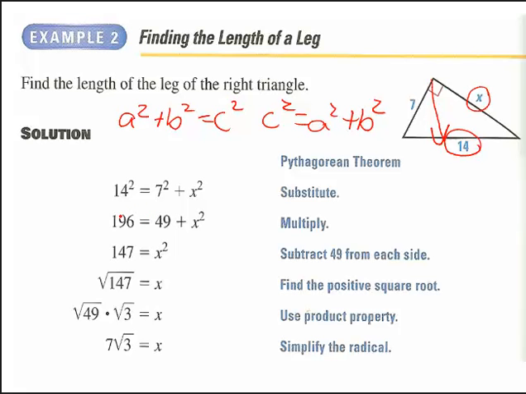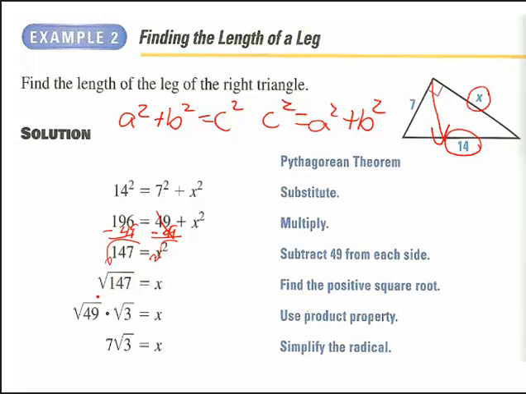14 squared is 196. 7 squared is 49, and then my x squared. Then I subtracted 49 from each side, so if you want to write that in, you can, if you're writing these down in your notes to refer back to later on. 196 minus 49 is 147. And then remember, I need to take the square root of both sides. Don't forget that step.